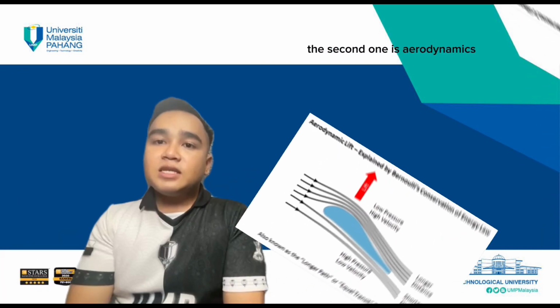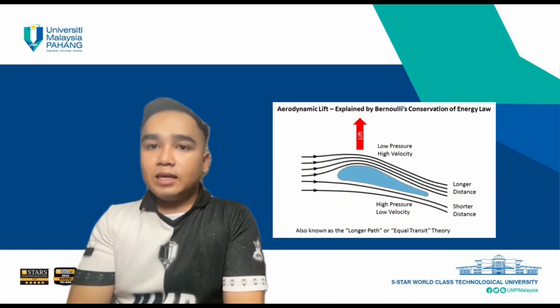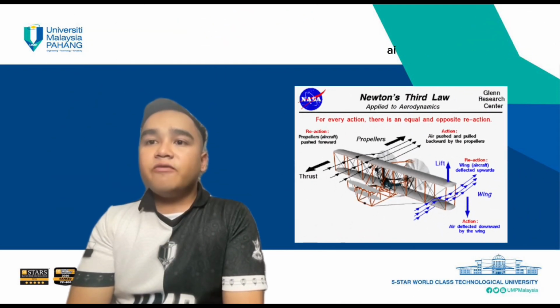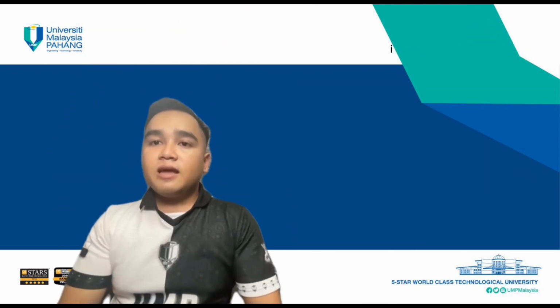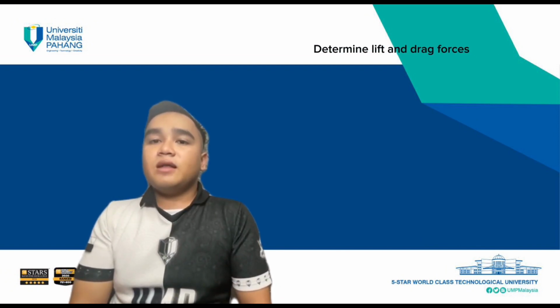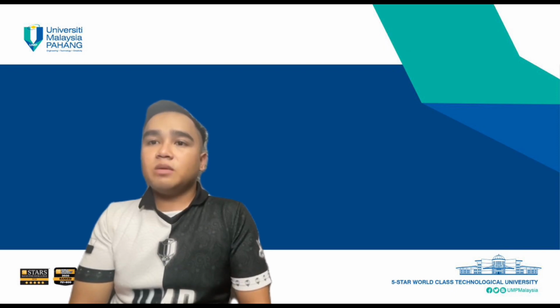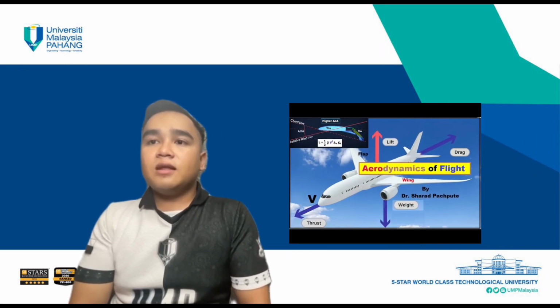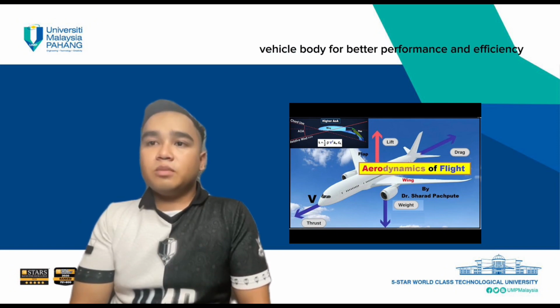The second one is aerodynamics, particularly in determining the flow behavior around objects such as aircraft wings, airfoils, and automobiles. It helps in predicting the onset of turbulence, determining lift and drag forces, and understanding the flow separation around these objects. By analyzing the Reynolds number, engineers can optimize the design of wings, airfoils, and vehicle bodies for better performance and efficiency.